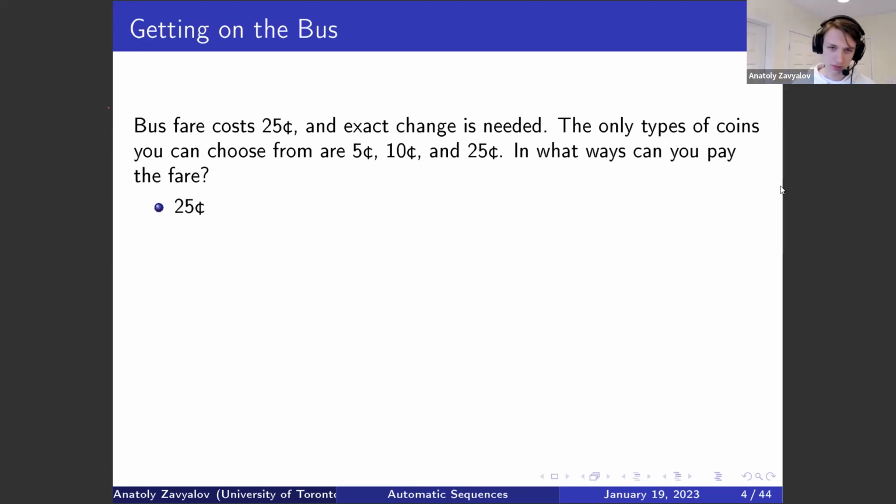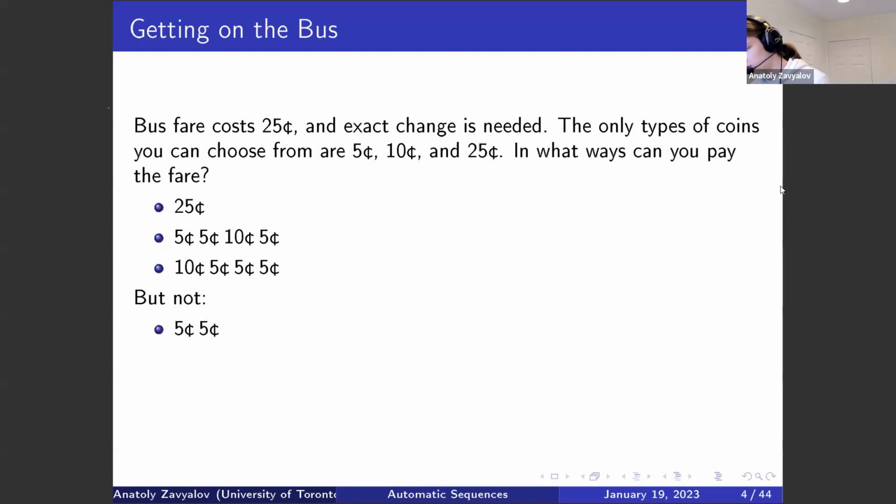Well, you can obviously just give 25 cents. That works. You can also do 5 cents, 5 cents, 10 cents, and 5 cents. That adds up to 25. Or maybe in a different order, 10 cents, 5, 5, 5. But you can't do 5 and 5 because that doesn't add up to 25. Here, epsilon means just giving nothing. If you don't pay, you can't get on the bus. And if you overpay, so if you pay 10 cents, then 25 cents, because exact change is needed, that's also not going to be accepted.